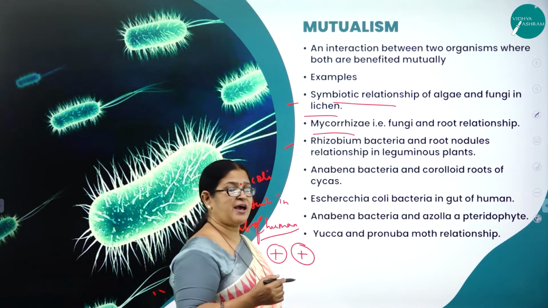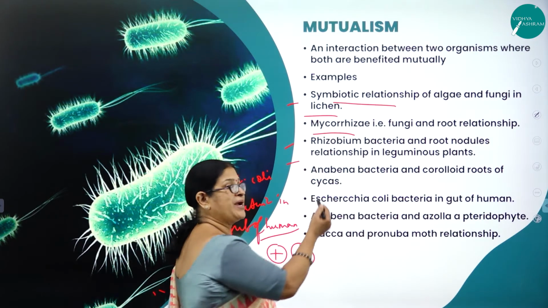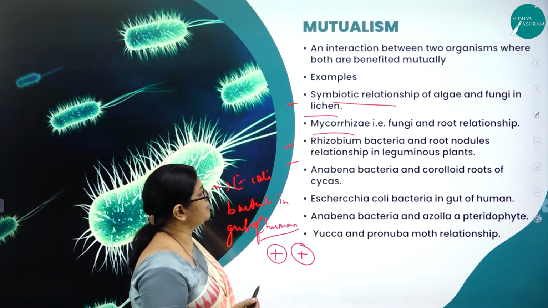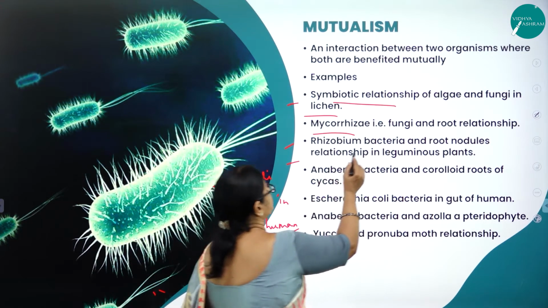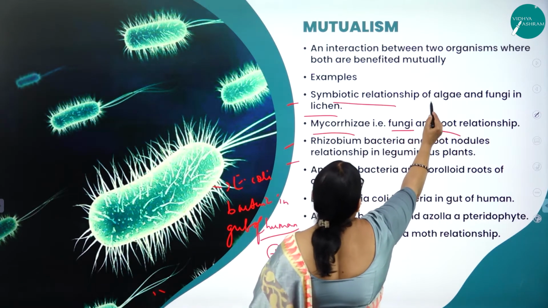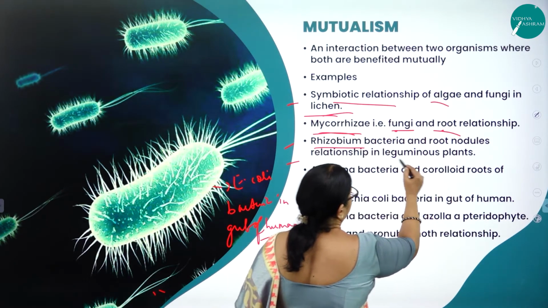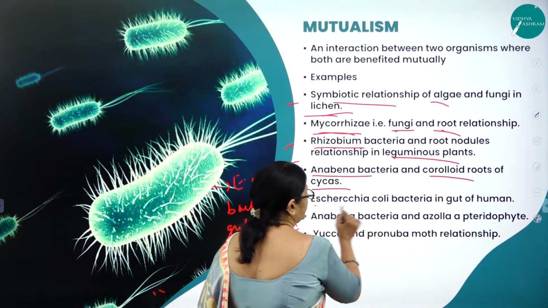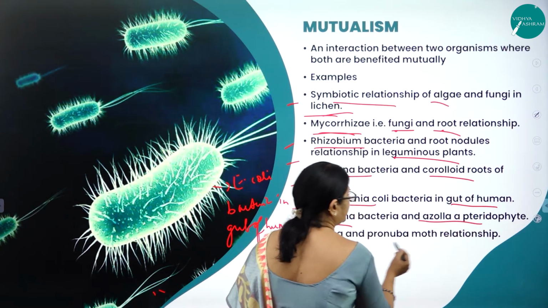Mycorrhiza is an association between the fungi and the roots. Then Rhizobium bacteria, all of you know that Rhizobium bacteria is found in the root nodules of leguminous plants, and they help in fixing atmospheric nitrogen. So this is an association between what? Fungi and root. Symbiotic association between algae and fungi in lichen. Then mycorrhiza, fungi and root. Rhizobium with leguminous plants. Then Anabaena with the coralloid roots of Cycas. E. coli living in the gut of human. Then Anabaena and Azolla, a pteridophyte.